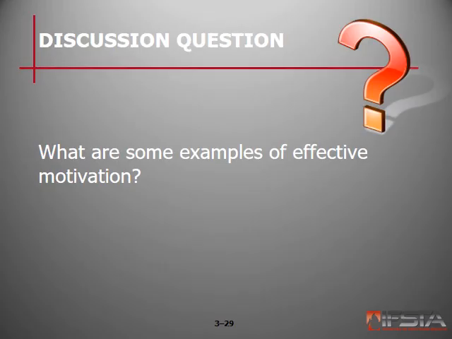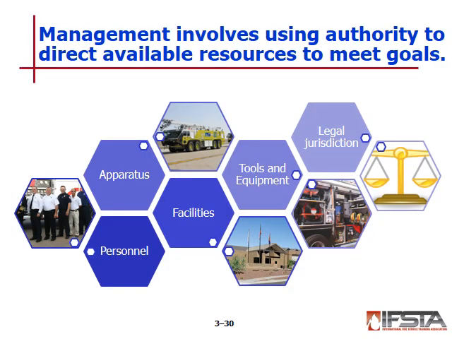Okay, what are some examples of effective motivation? A Level 1 fire officer may be required to manage a single company incident or project and should be familiar with basic management principles. The Level 1 fire officer should be prepared to manage multi-company incidents before the arrival of a Level 2 fire officer.